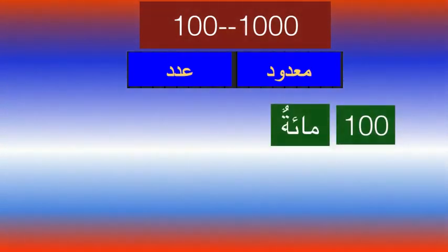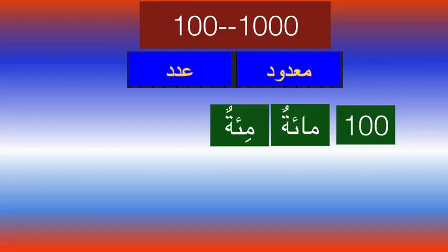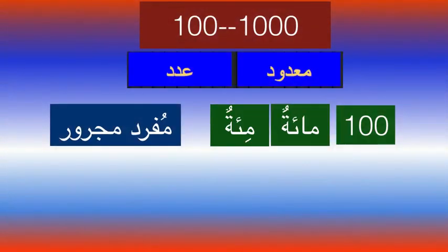So 100 in Arabic is written as mi'atun or mi'atun. If you see the first one, where there is an alif after the meem, it is only written but not pronounced, which is the most common way. And the ma'dud, the thing which is counted, will come afterwards and it is a mufrad and it is majroor. That's the difference here.